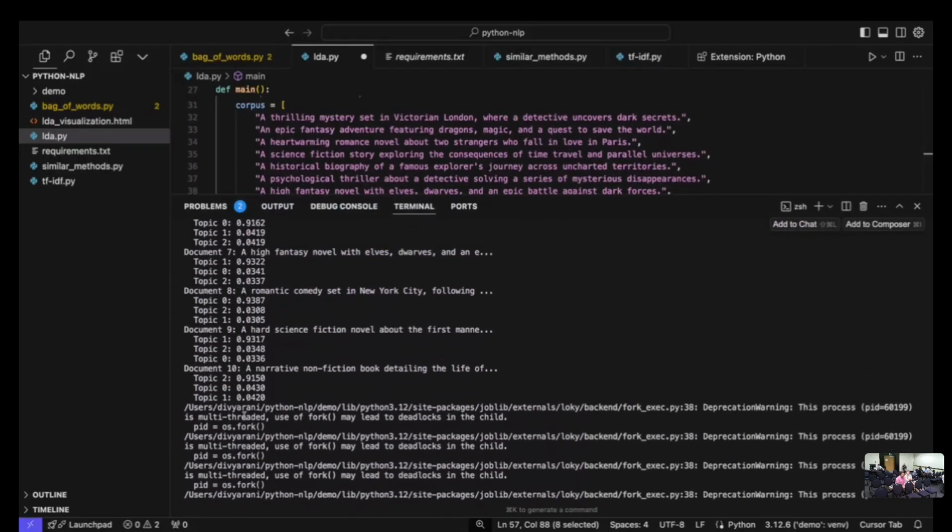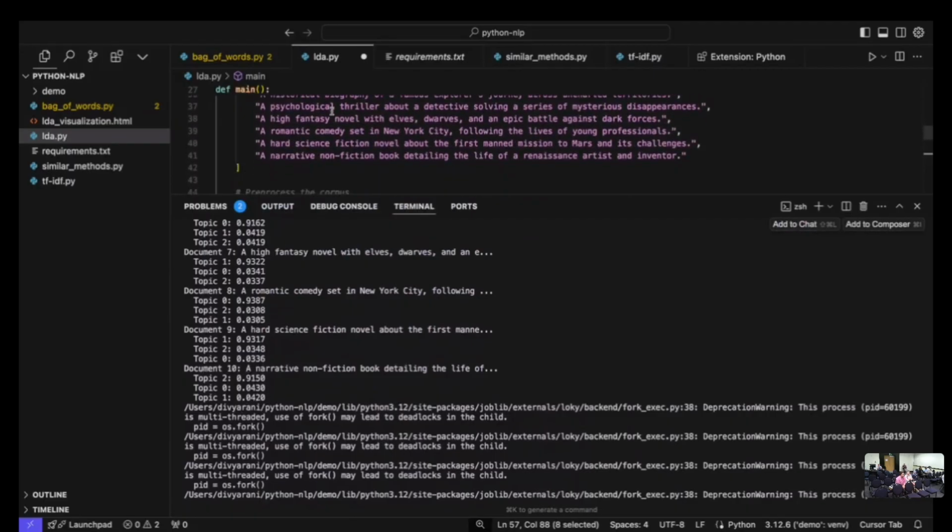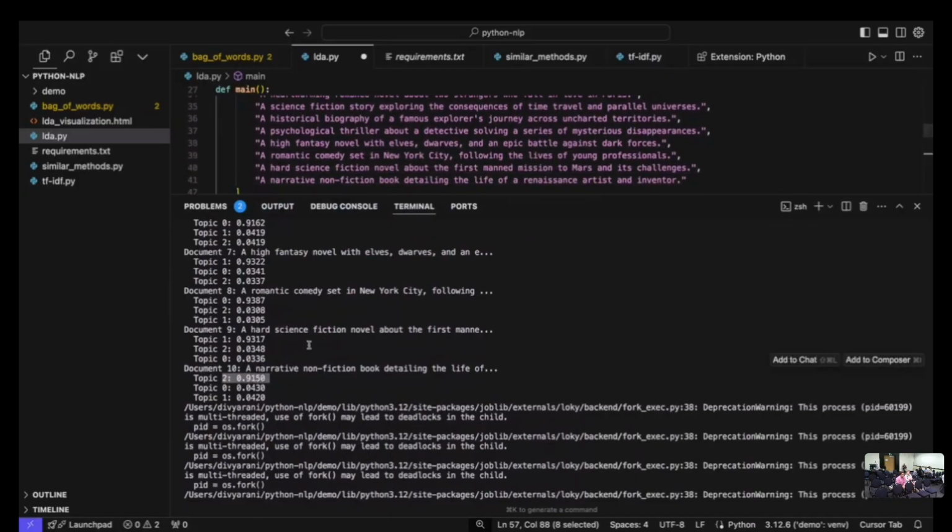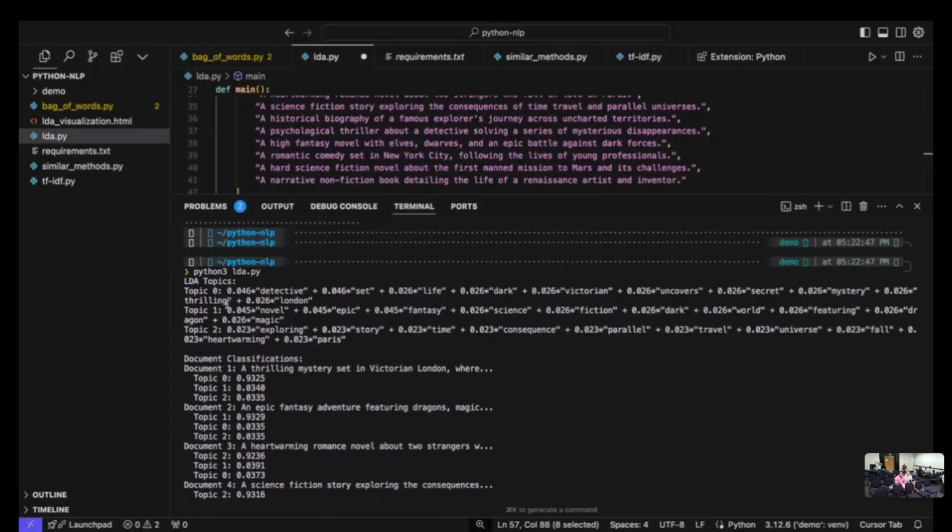So in this case, for example, this last document, a narrative nonfiction detailing the life, belongs to topic 2, because again we see that it's much closer, given the higher value. This is how the whole corpus will be segregated based on three different topics. And here we can see what those three different topics are and what the collection of keywords is.